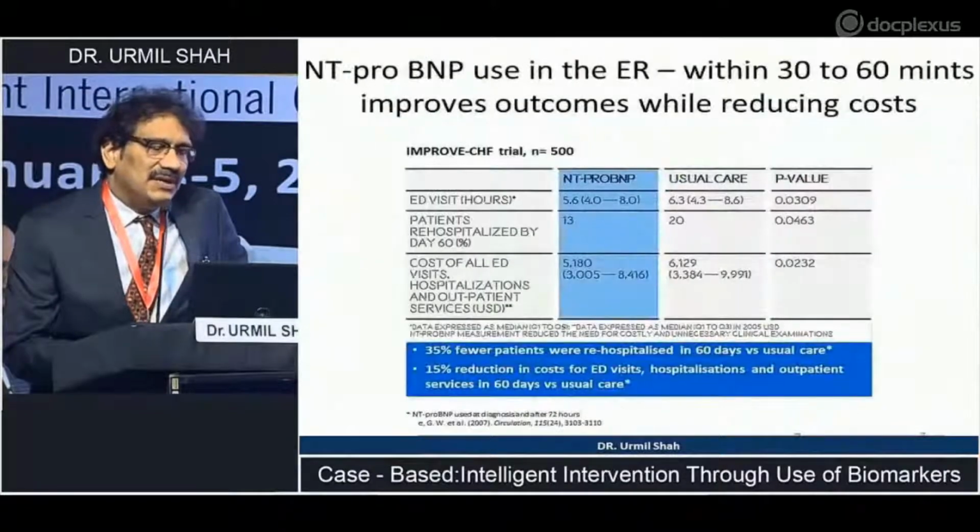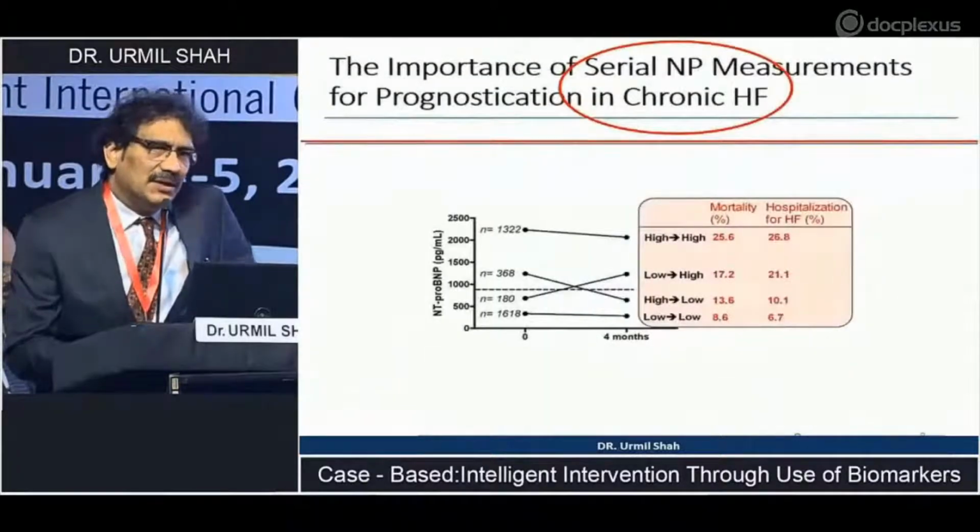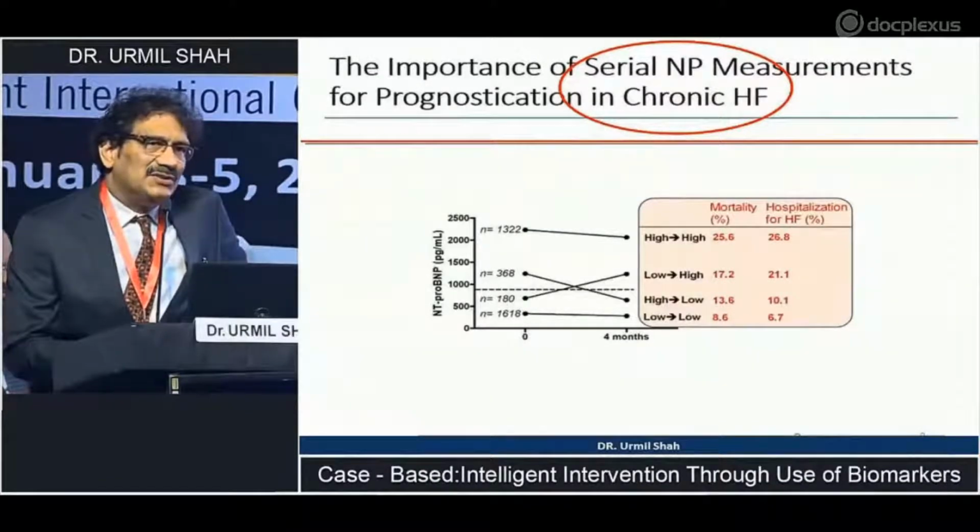If you use BNP in the emergency room, it definitely reduces the cost and the time for diagnosis, and treatment is started faster, so mortality also can be reduced. If you do serial monitoring of BNP and it is persistently elevated, then the prognosis is not good. At the same time, if it is elevated to start with and comes down, that means the prognosis is good in this group of patients.